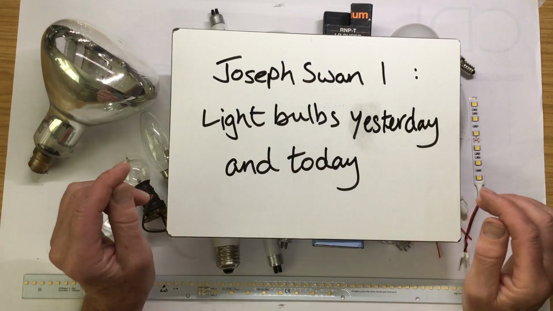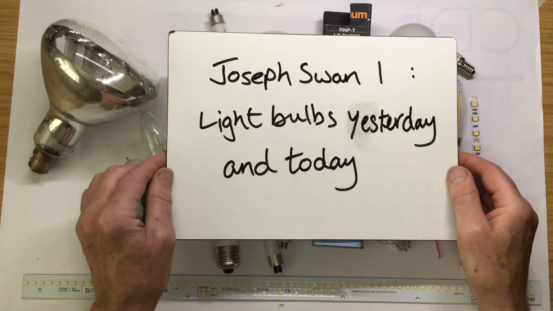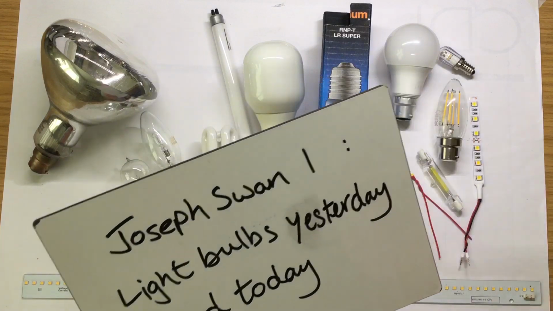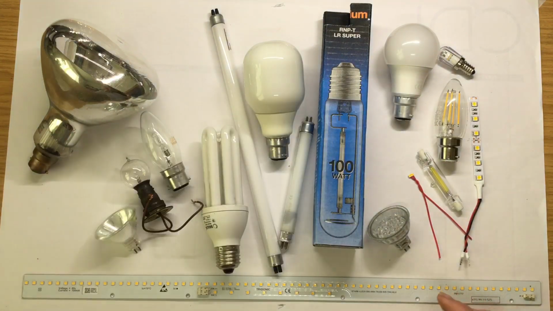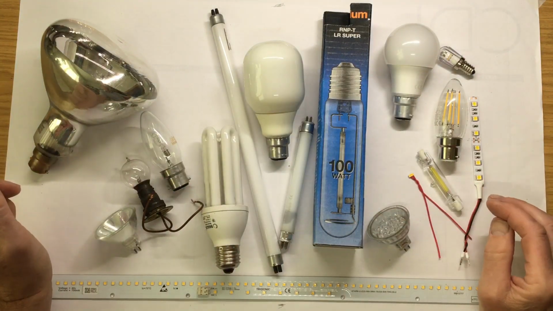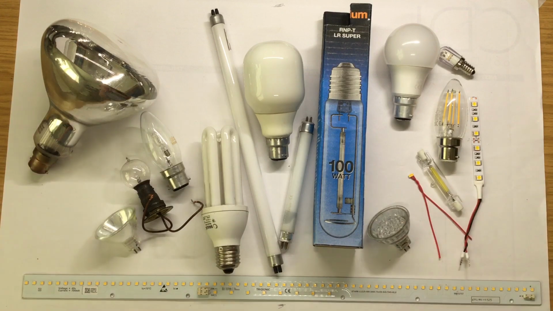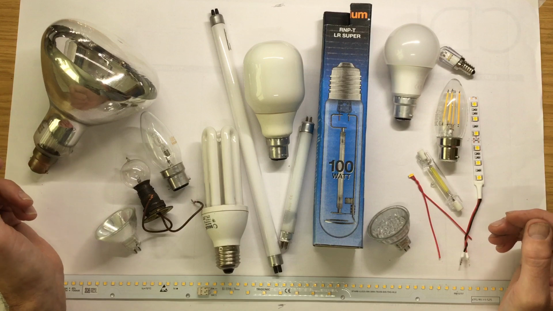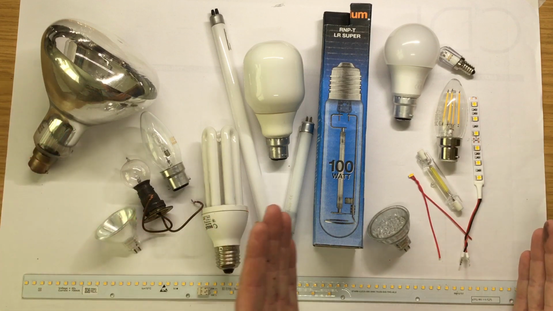Now, where would we be without light bulbs? Well, it's thanks to Joseph Swan that we've got them in the first place, not Thomas Edison. Let's have a look at a range of light bulbs spanning quite a few years in their design and how they work. So there's three main sets here.